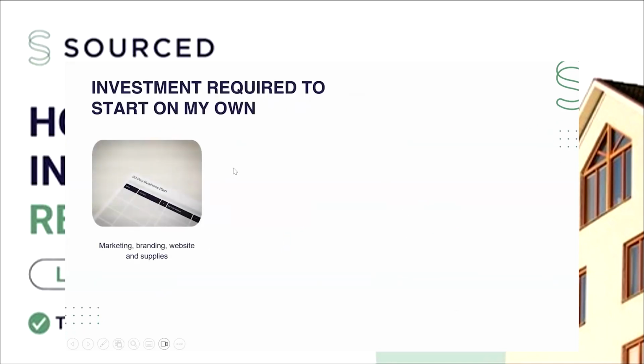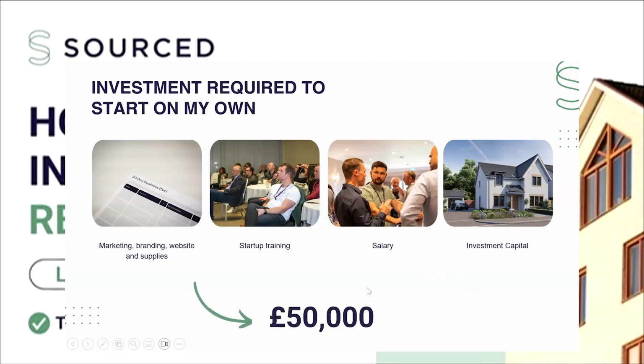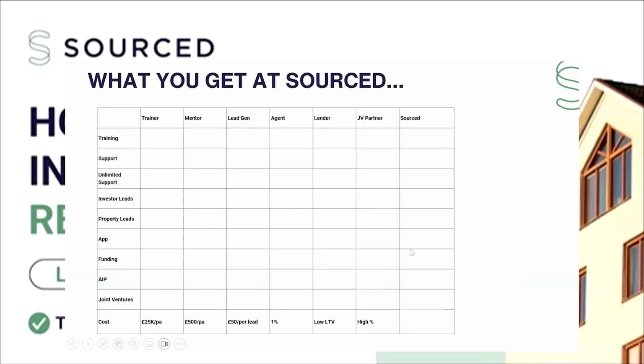So to start out, doing this kind of property stuff on your own, starting your own property investment firm, how much is it going to cost to do your marketing, to do your startup training, to cover your salary, to give you investment capital? You could easily need to have £50,000 in your pocket. What you then need to spend on an ongoing monthly basis: you need to give yourself property leads, you need to find investor leads, you need computer systems. If you had a mentor, to pay for your marketing, to pay for monthly training events. To keep your business ticking over, you're looking at about £5,000 per month that you need to keep reinvesting into yourself.